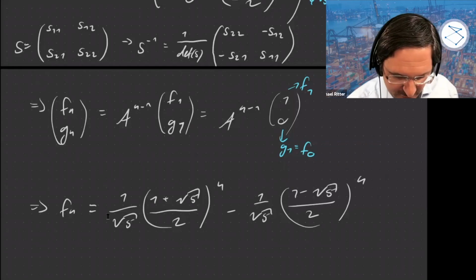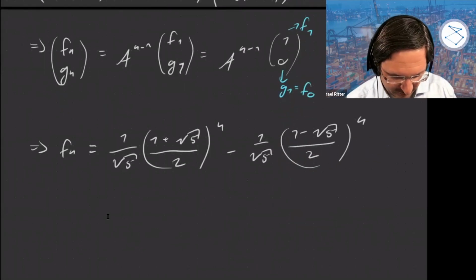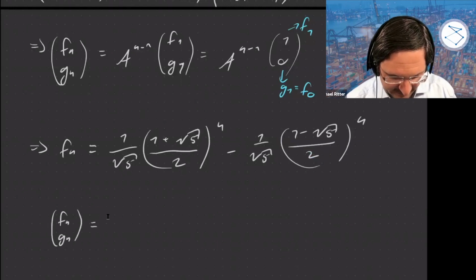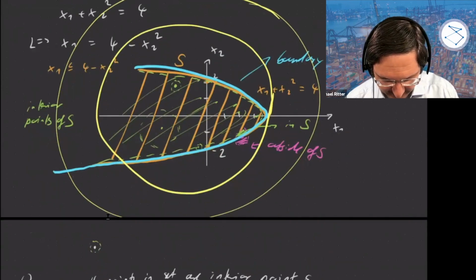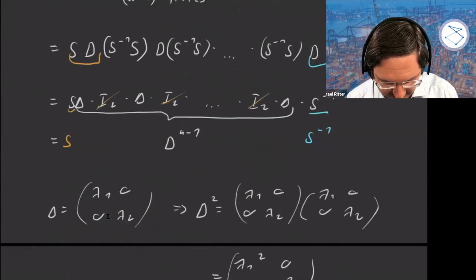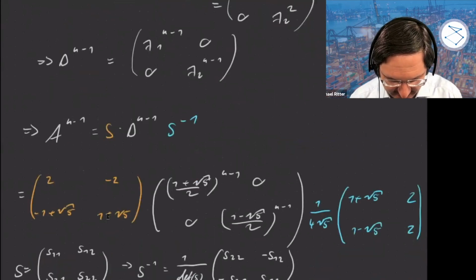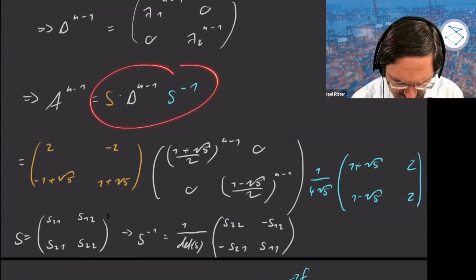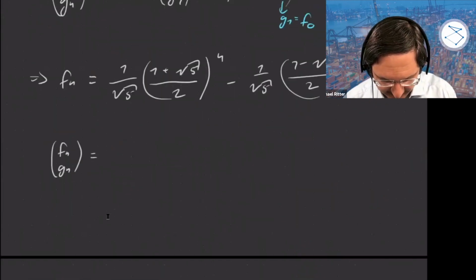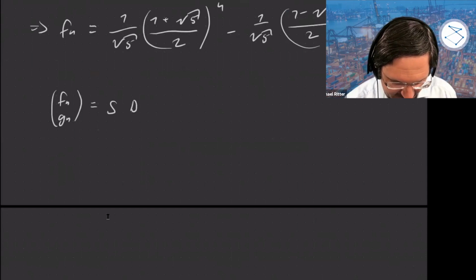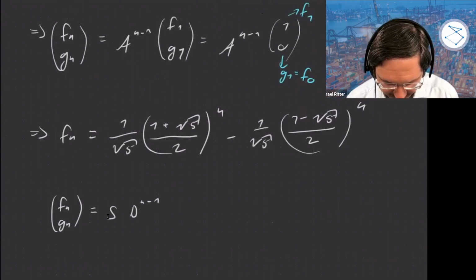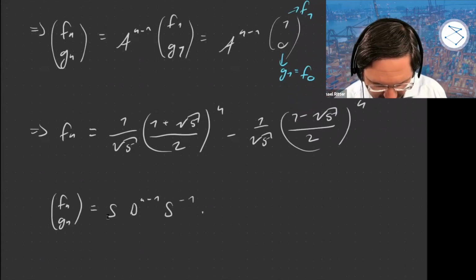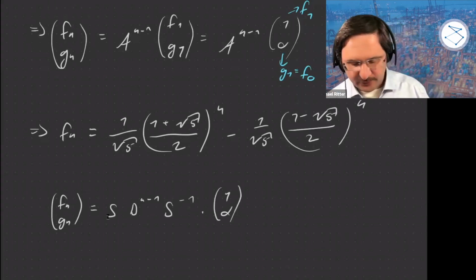Well, I do know how to compute A to the n-1, right? So FnGn is, let's combine all this here. So A to the n-1 is this expression. Sorry. So I want S D to the n-1, S to the -1, and then I need to multiply this with the starting value 1, 0.